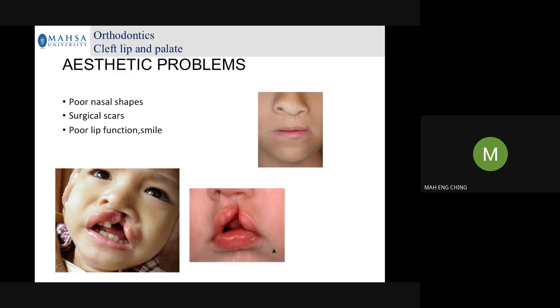So this aesthetic problem can be the nasal shape. You see the nose, then usually it collapses. You see this corner of the mouth is collapsed. So sometimes you have a flat nose, and even after they repair the cleft lip and palate, sometimes you leave a scar. Then this scar can be quite obvious. And the lip function is compromised. Then the patient cannot smile because the muscle after the surgery can be tethered or there is scarring tissue, which makes the smile not as natural.